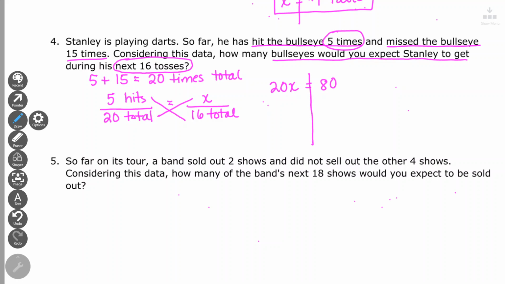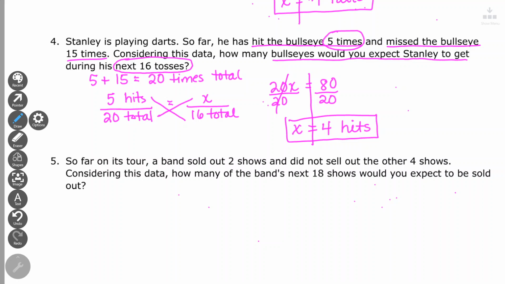Now, this is a one-step equation in which we are multiplying 20 times x. The inverse operation of multiplying by 20 would be dividing by 20. If we do it to one side of the equation, we have to do it to the other. So x equals 80 divided by 20 is 4. So he would have 4 hits, 4 darts hit the bullseye if he threw 16 more darts.